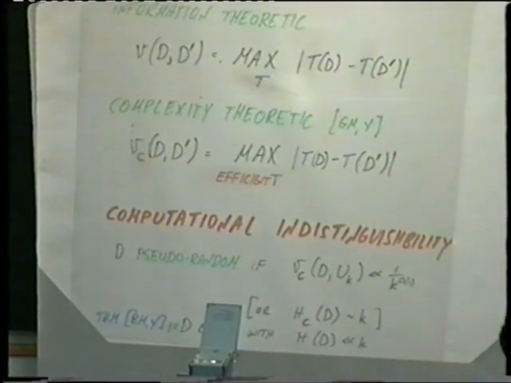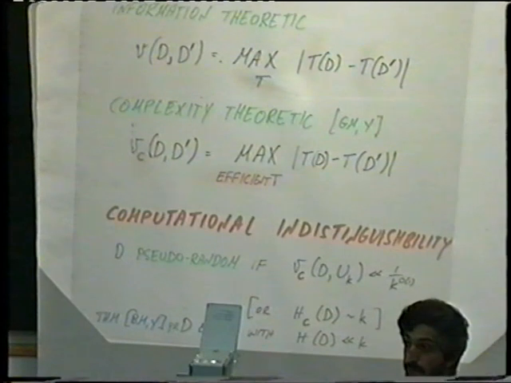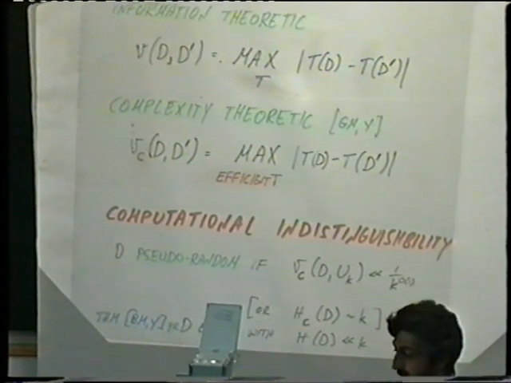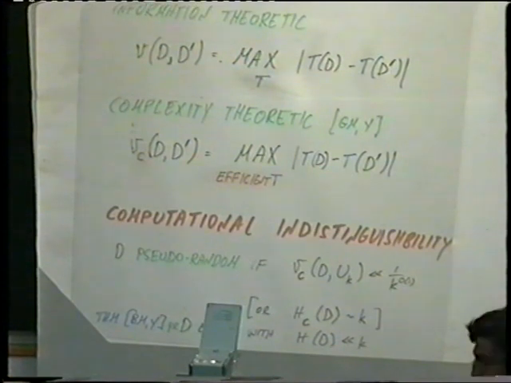There are probability distributions whose real entropy is much, much, much smaller than k, which are nevertheless pseudo-random. They look random to us. This is what I'll show you in a second, the outcome of the work of Blum-Micali and of Yao. Okay.